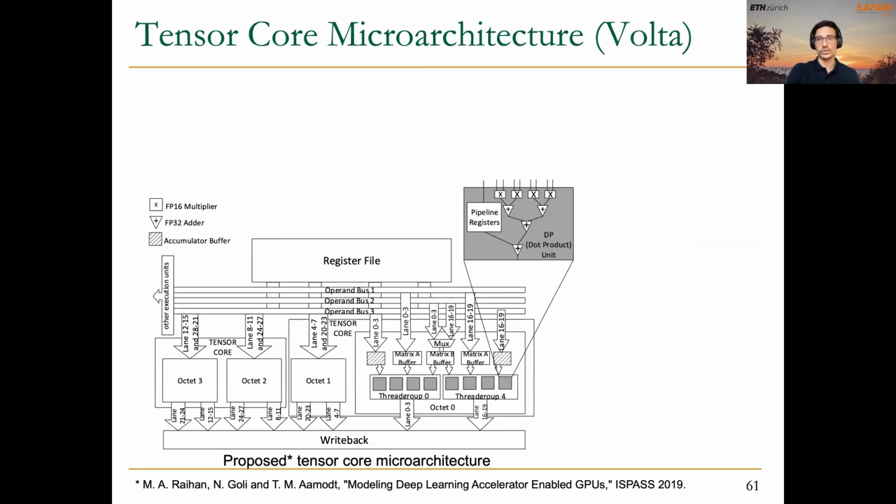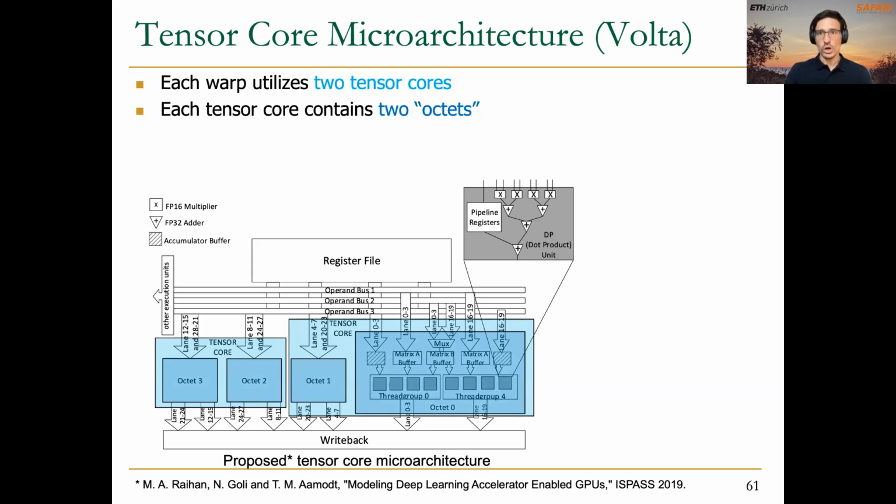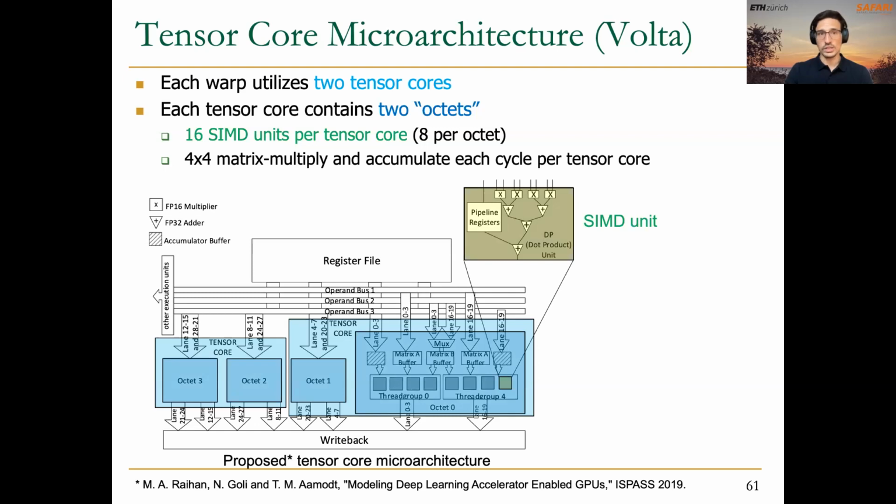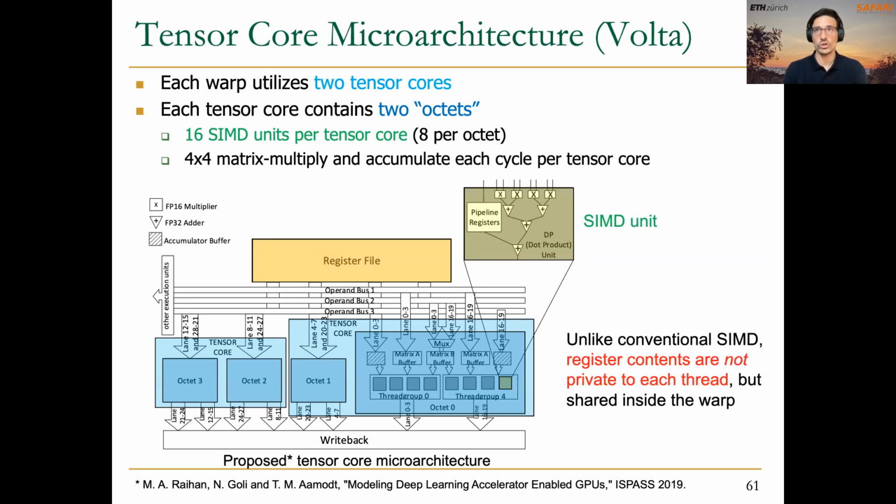Regarding the microarchitecture of the tensor core, we already introduced it in the corresponding lecture about SIMD processors and GPUs and the architecture of SIMD processors and GPUs. Remember that each warp utilizes two tensor cores. Each tensor core contains two octets, and there are up to 16 SIMD units per tensor core. So there are 8 SIMD units per octet. A SIMD unit probably looks like this. As you can see, there are multipliers here, and then we have some kind of adder tree in order to perform the reduction. So by using these tensor cores, we can obtain a 4x4 matrix multiply and accumulate each cycle per tensor core. And one of the interesting characteristics of the tensor cores is that unlike conventional SIMD processors, the register contents are no longer private to each individual thread, but they are shared inside the warp.